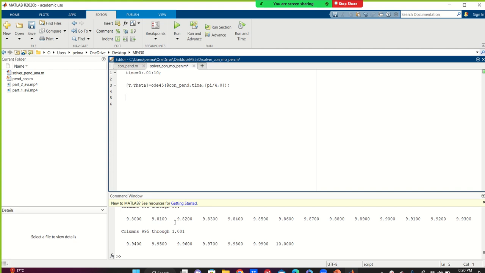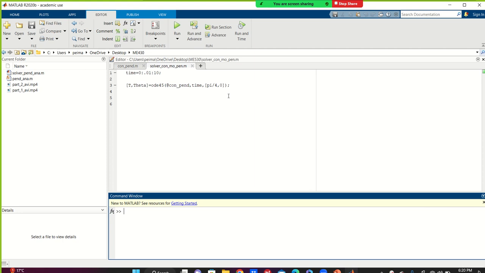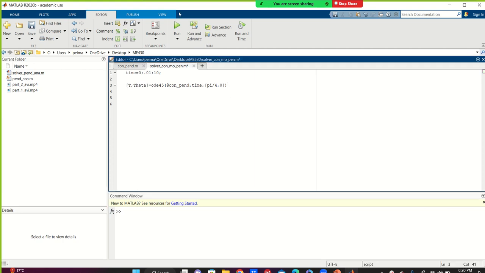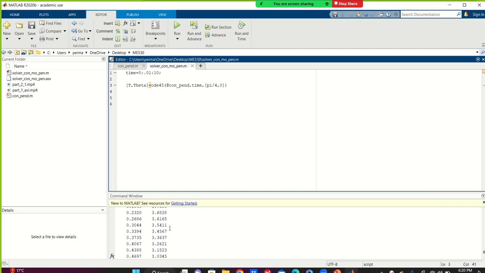Okay, so let me clear the workspace. With this command CLC, I'm clearing the workspace. If I run this, guys, look at here, to debug our code. See, it solved our problem. Now bear with me, because I'm going to teach you here, guys.